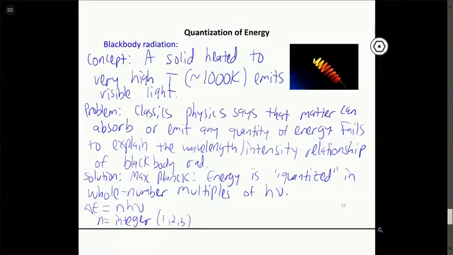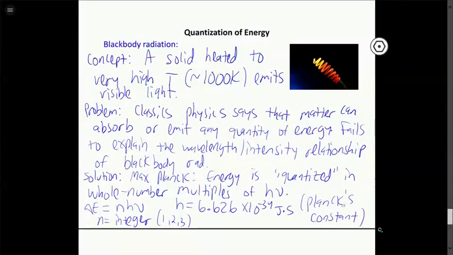One, two, three, and so on. So some whole number multiple of h times the frequency are really the only energy changes you can have in black body radiation. h is a new constant, also on your periodic table, so don't worry about memorizing it. 6.626 times 10 to the minus 34 joules times seconds is the unit, and we call this Planck's constant in honor of the person that discovered it.